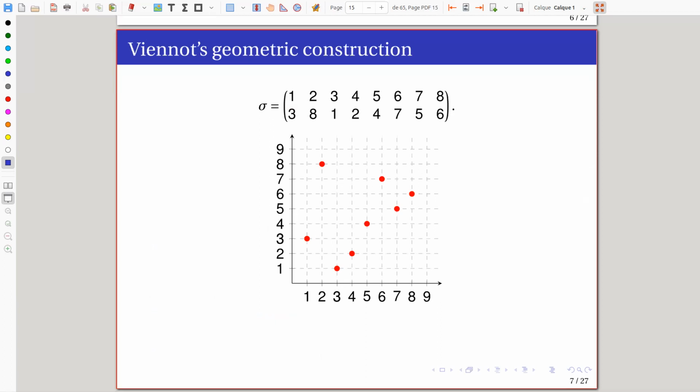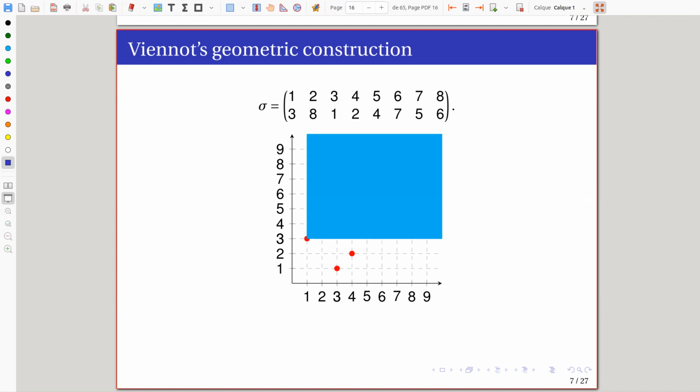It's known as the Robinson-Schensted bijection, and I will show you just a geometric construction of it. The first step is you put points of coordinates (i, sigma(i)). So for example, here the first point is 1, 3. The second point is 2, 8. Then 3, 1, 4, 2, etc. You continue till the final point. And then you go point by point and you shade the top right region. The first point was 3, 1, so you shade this region. You move to the second point, etc. And you will have some boundary.